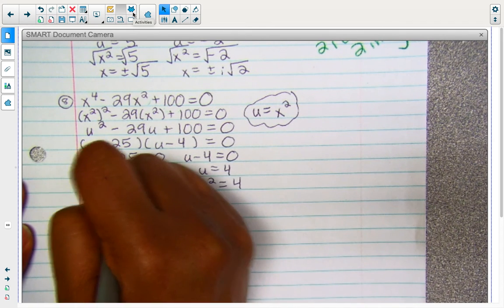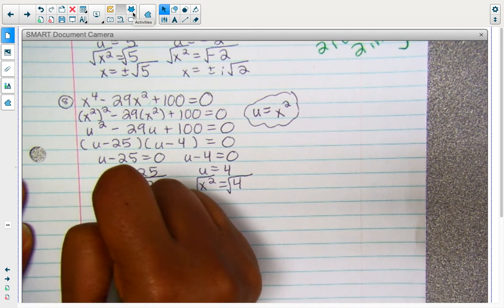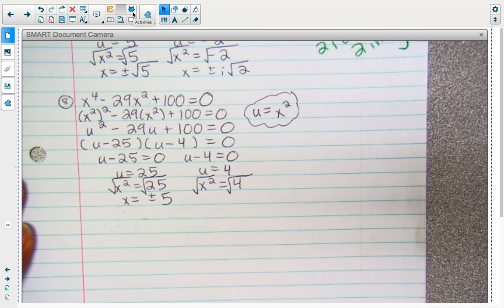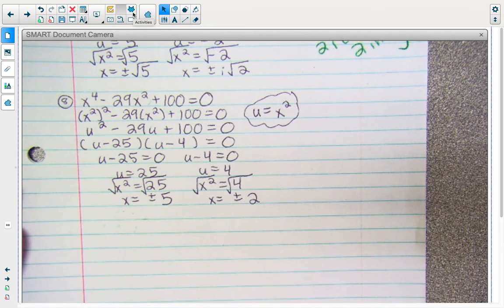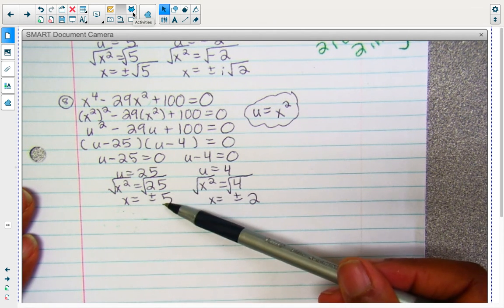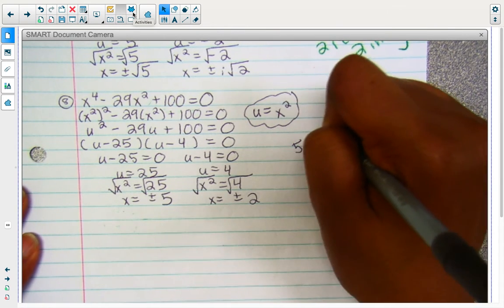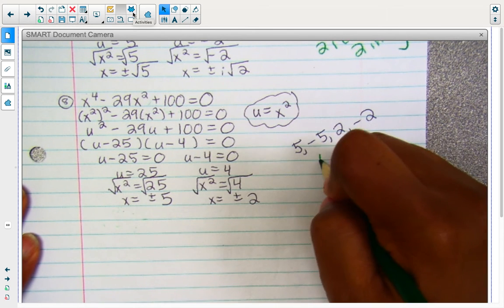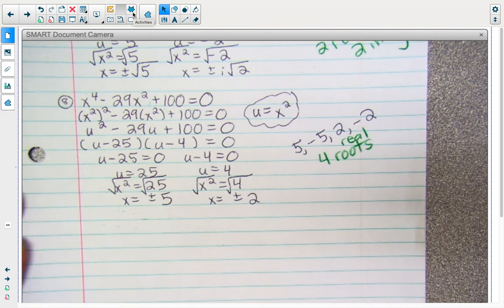Take the square root of both sides. x is equal to, the square root of 25 is plus or minus 5, and the square root of 4 is plus or minus 2. So we got 4 answers, and my 4 answers are positive 5, negative 5, positive 2, negative 2. My problem was x to the 4th, so we're looking for 4 answers. We got our 4 answers. So we got 4 roots, and they're actually all real. So there's 4 real roots.